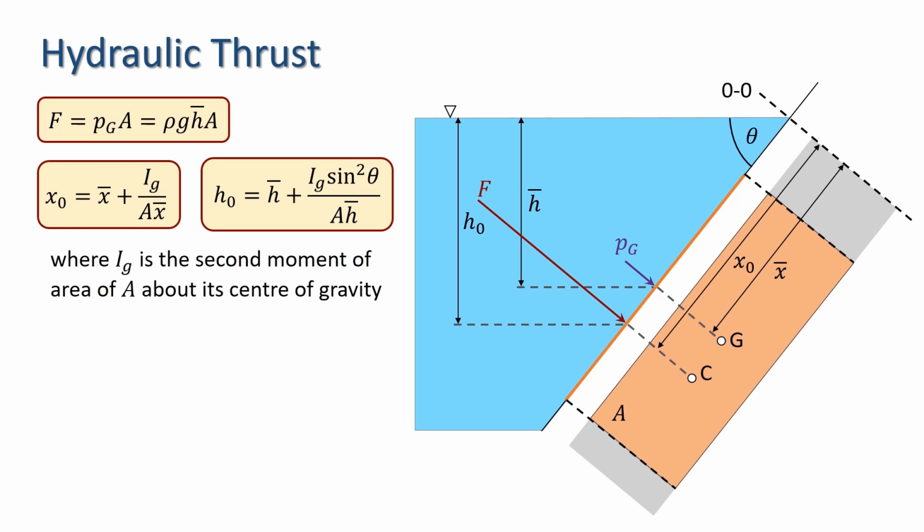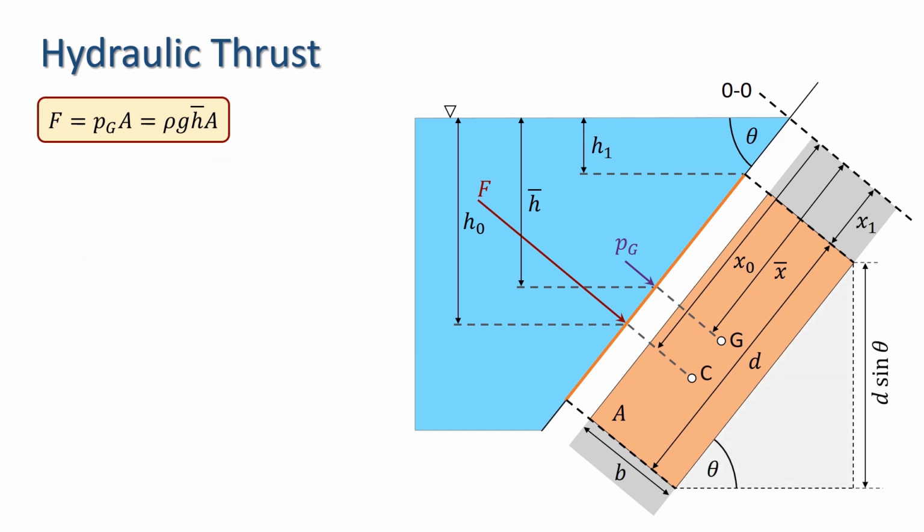To unravel this further, we need the dimensions and position of area A. Let the dimensions of A be B and D as shown here, and let the top of A be a distance x1 below OO measured in the plane, with a corresponding depth h1. Let's look first at the magnitude of the thrust. The area of A is B times D, so F can be written ρg B D h bar. We also know from the geometry that h bar equals x bar times sine theta, giving us ρg B D sine theta x bar.